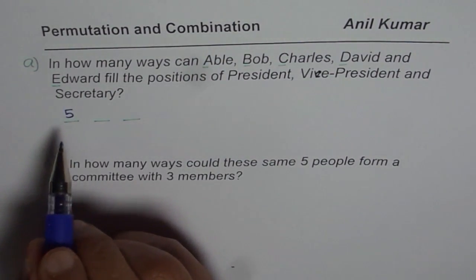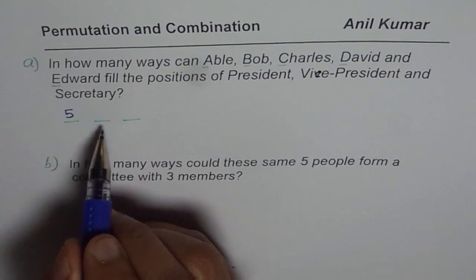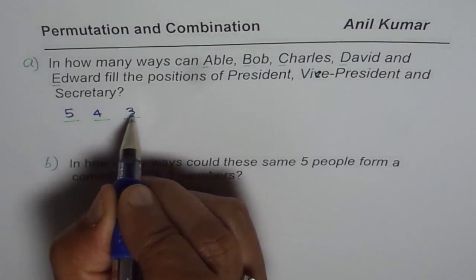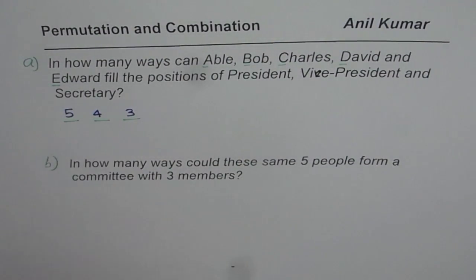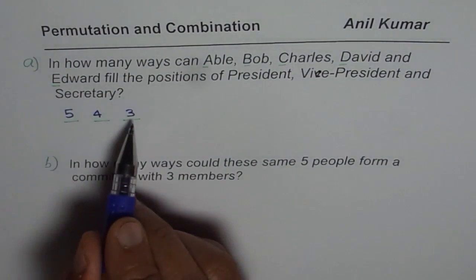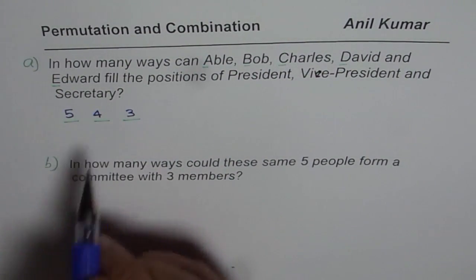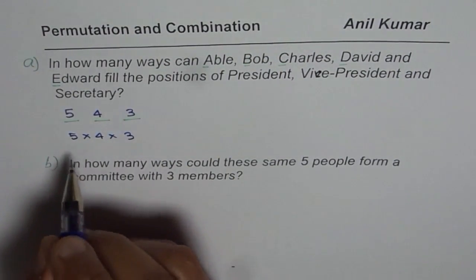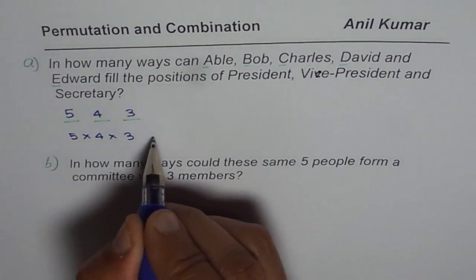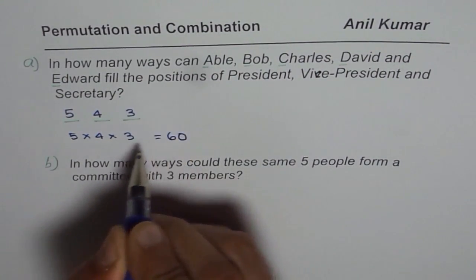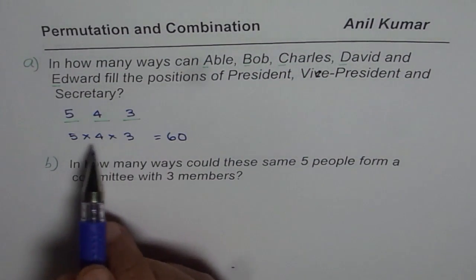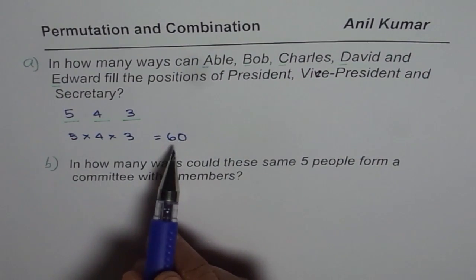Once we have one person here out of this list, then four are left to fill the next, and once that is filled, three are left to fill in the next. And therefore, using the fundamental principle, we can find that the number of combinations is 5 times 4 times 3. 5 times 4 is 20, times 3 is 60. So we get the answer as 60. Now you know permutations. So these are 60 different arrangements.